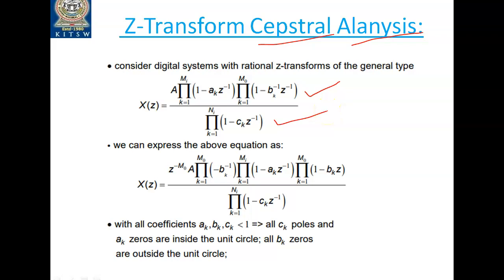So like that we are going to be calculating all the coefficients which are associated with the equation that you are seeing on the slide. With all coefficients, that is ak, bk, ck, all the parameters of the coefficients are less than 1, and all ck poles and ak zeros are inside the unit circle. So this is the way we need to understand the all pole-zero method.